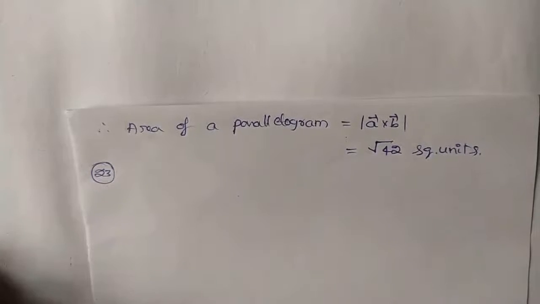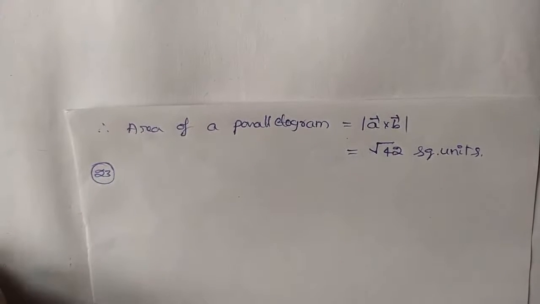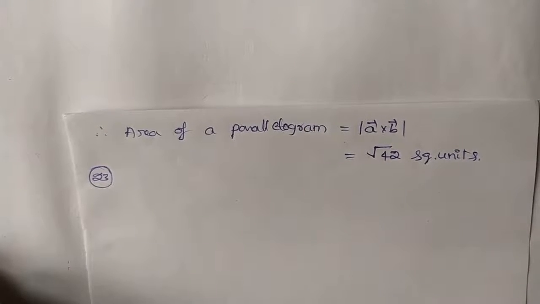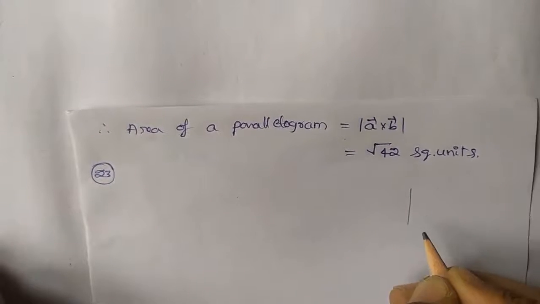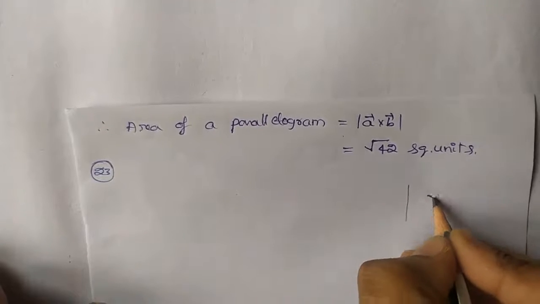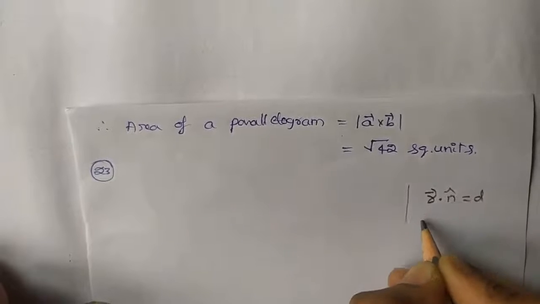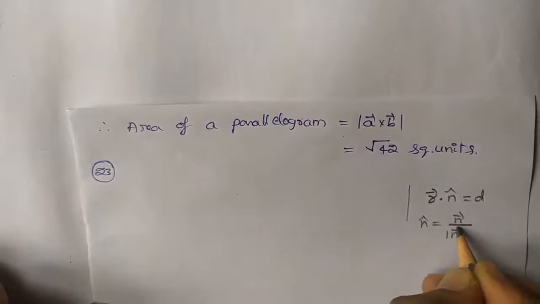See the 23rd question. Find the vector equation of a plane which is at a distance of 7 units from the origin and normal to the vector. So to find the vector equation of a plane, you need to remember the formula. What is the vector equation of a plane? R dot n cap equals d. So n cap, we will get as n vector divided by the magnitude of n vector.